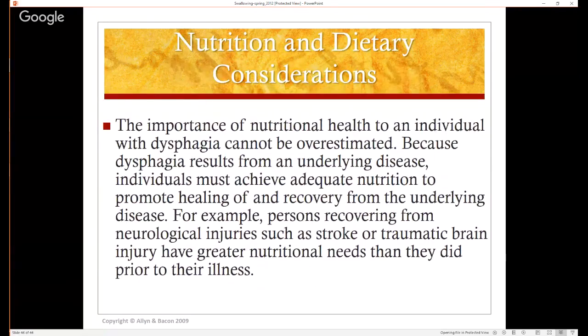Nutrition and dietary considerations will also be looked at, and the importance of this cannot be overestimated. Because dysphagia results from an underlying disease, individuals must achieve adequate nutrition to promote healing of and recovery from the underlying disease. For example, persons recovering from neurological injuries such as stroke or traumatic brain injury have greater nutritional needs than they did prior to their illness.